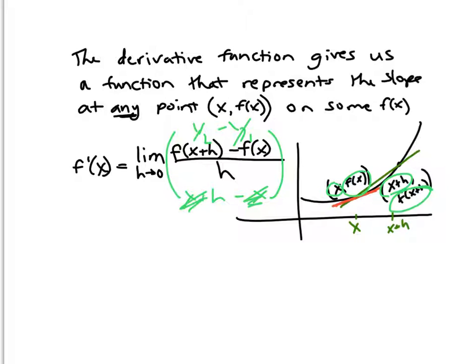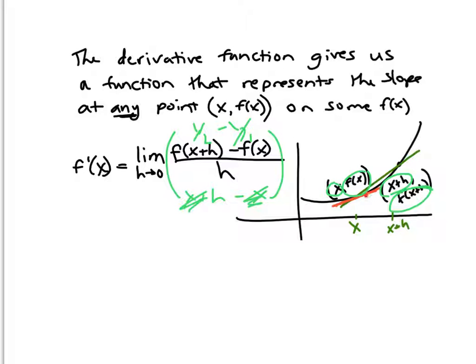And then as I take the limit as h approaches 0, the power of calculus is it allows me to consider this point moving closer and closer to this point, because h, which is the distance between my x and my x plus h, is this distance right here. As that goes towards 0, my points are converging upon the same point. And that allows me to give the exact slope at the single point.